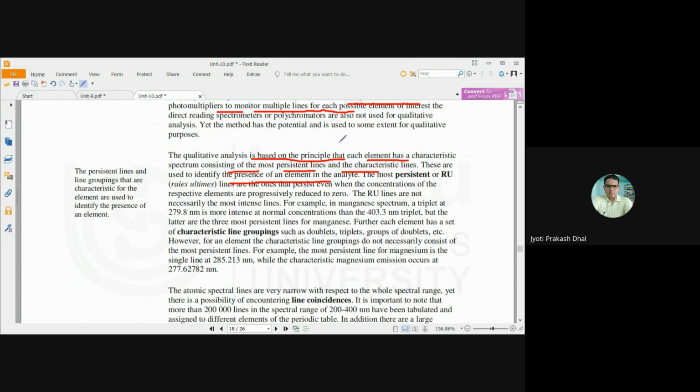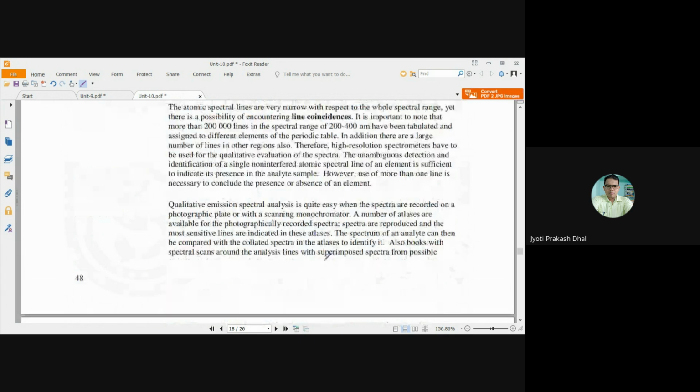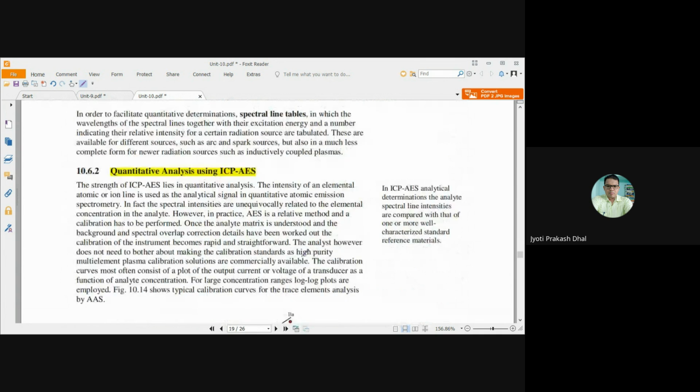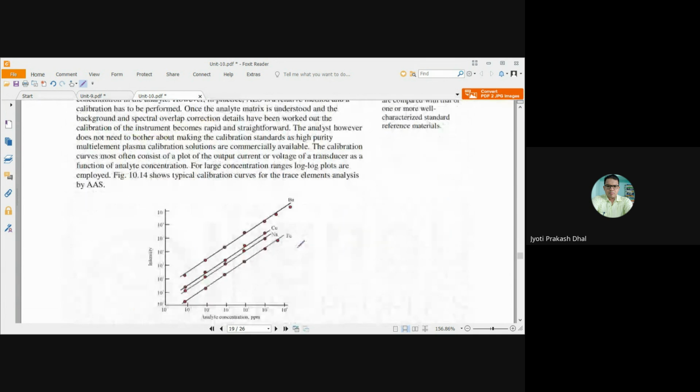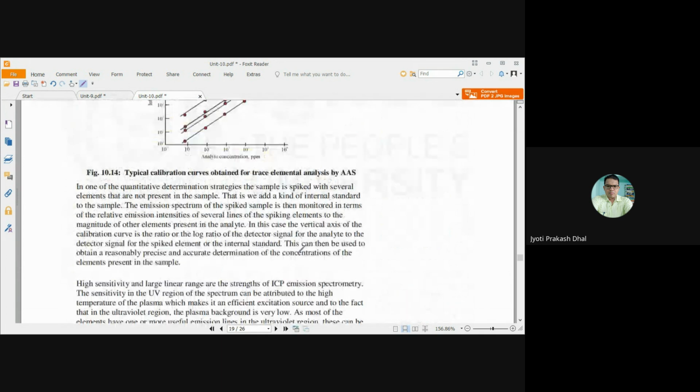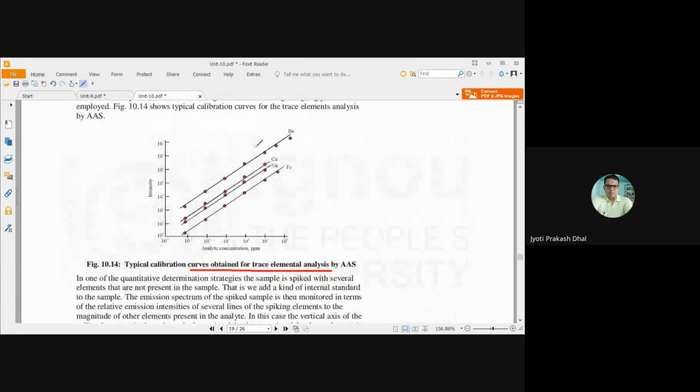The most persistent or RU lines are the ones that persist even when the concentration of the respective element is progressively reduced to zero. The RU lines are not necessarily the most intense lines. And then quantitative analysis in ICP can be done by calibration curve, like these types of calibration curve obtained for trace element analysis. So these are different types of calibration curve.